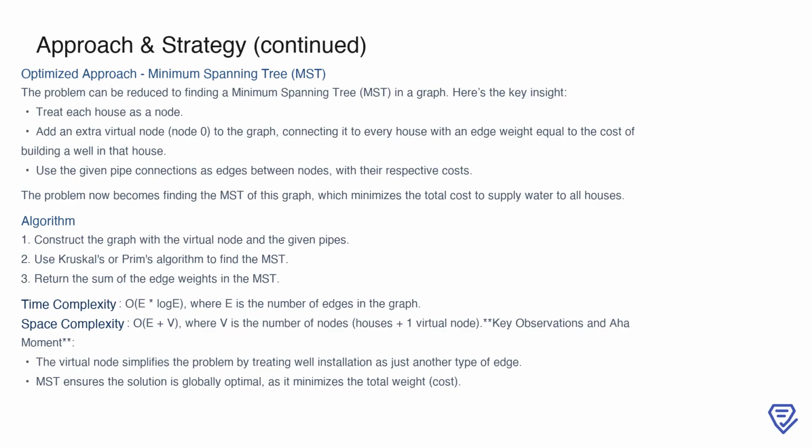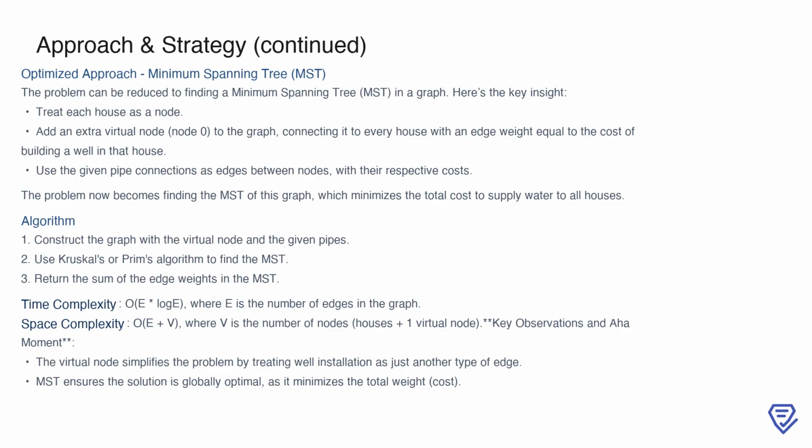This virtual node is connected to every house with an edge weight equal to the cost of installing a well in the respective house. The given pipe connections between houses are then treated as edges in the graph, with their respective costs as weights. The problem now becomes finding the MST of this graph, which ensures that the total cost of providing water to all houses is minimized.